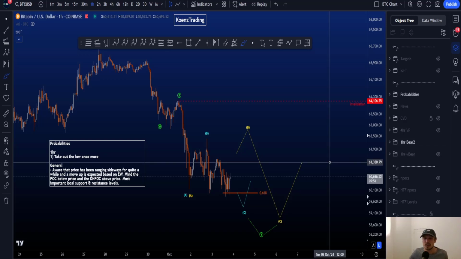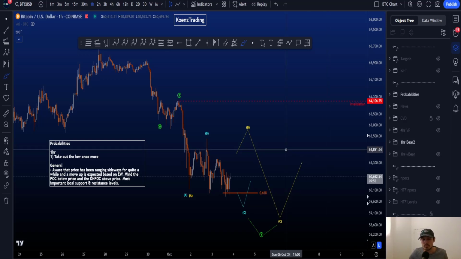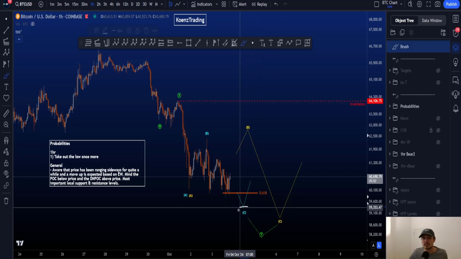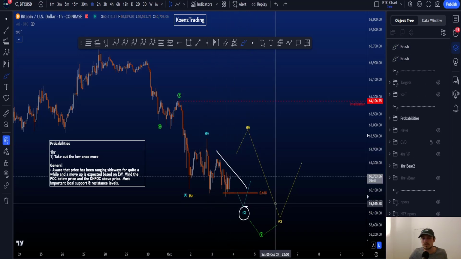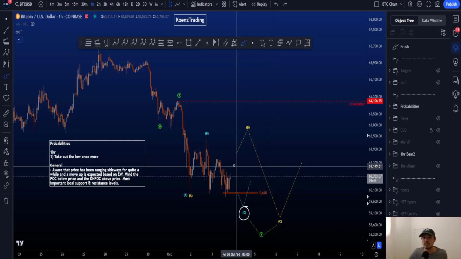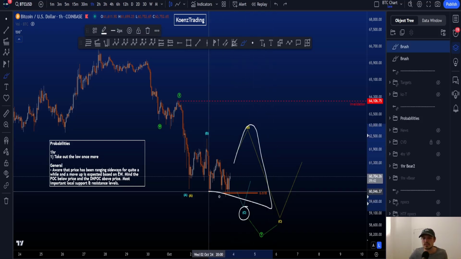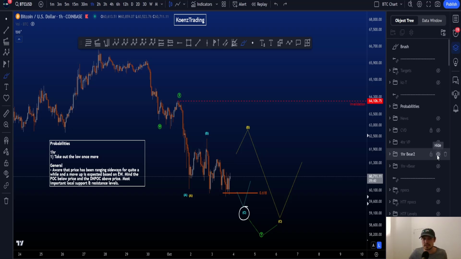And in the arguably more bullish scenario, the WXY here, you're also still looking for an ending diagonal in the blue C to take out this low once more. And in the blue count, you're also looking for price to still take out the low at a later stage.